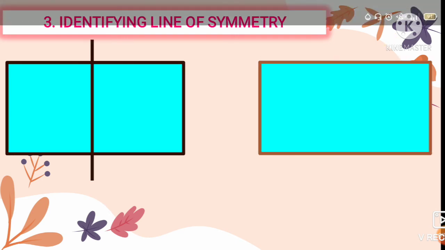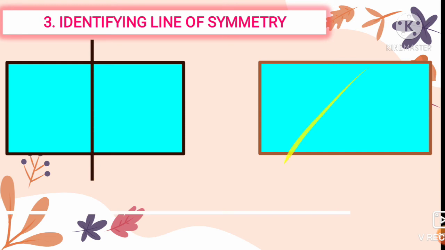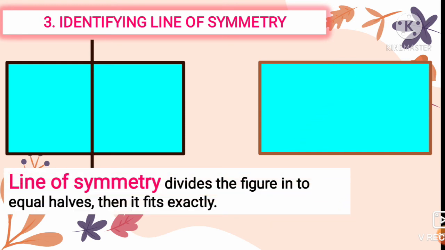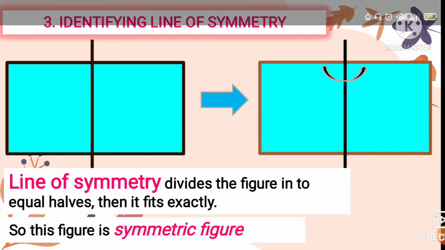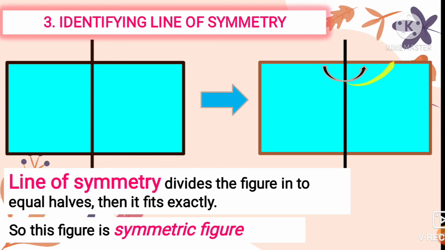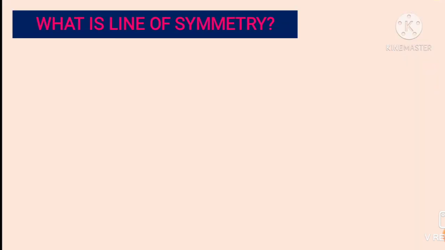So then we need to learn how to identify line of symmetry. First of all, can I put one line in the middle, and then the line of symmetry divides the figure into two equal halves, then it fits exactly. So when we put the line in the middle, we call it line of symmetry if it can divide the figure. So this rectangular figure is a symmetric figure because if we flip it, it has equal halves.